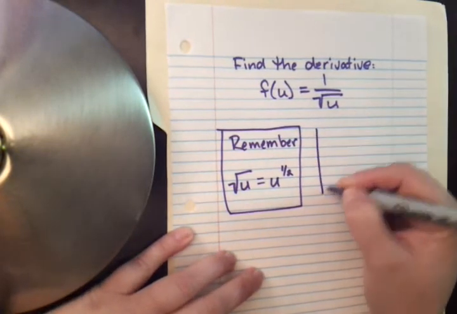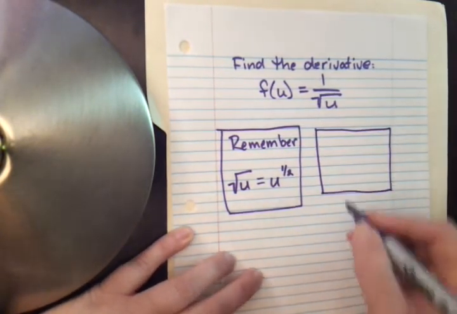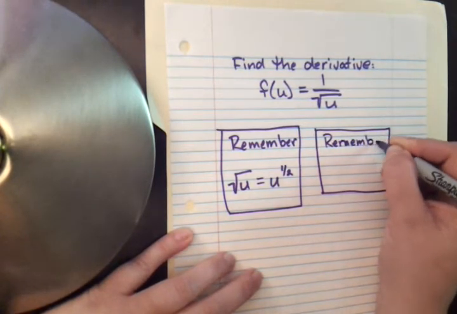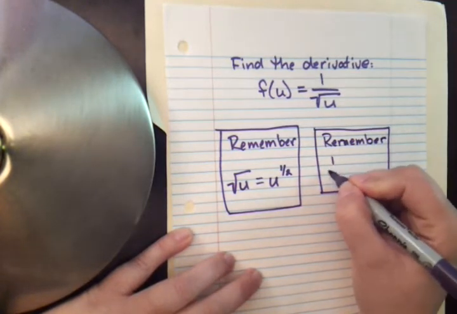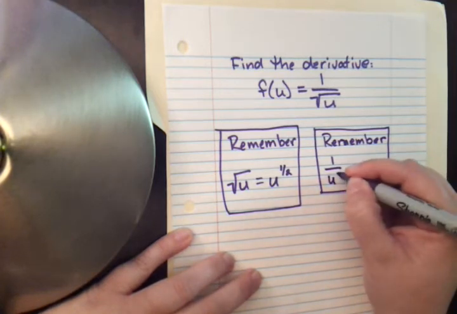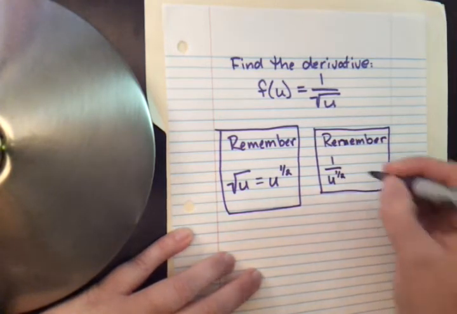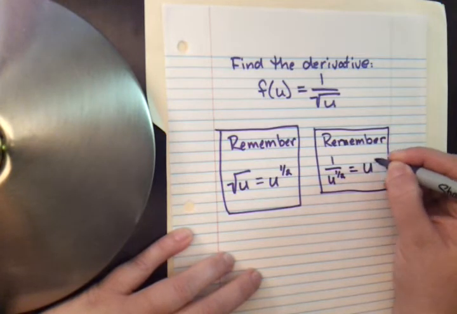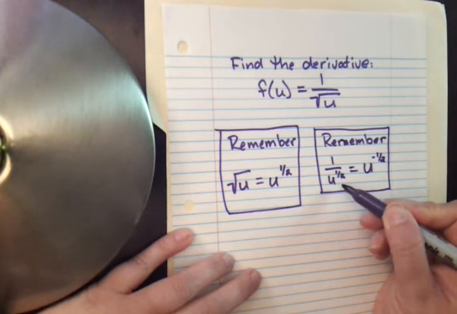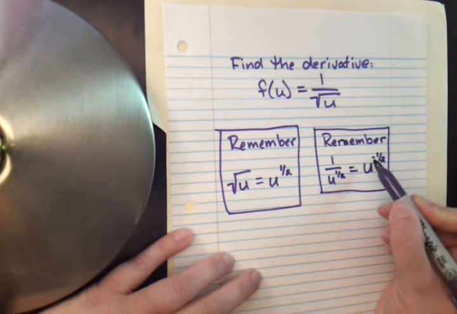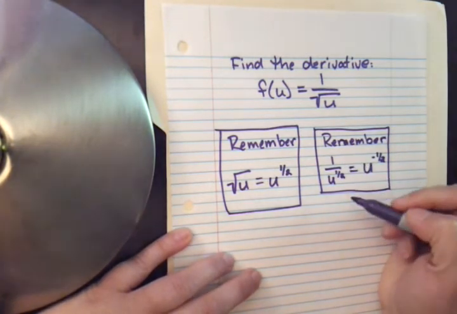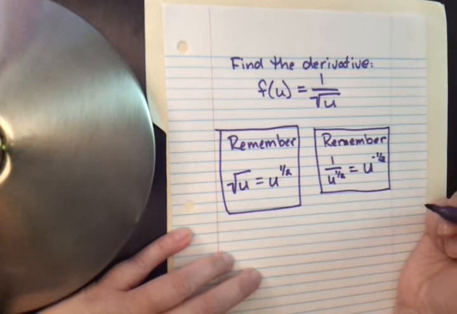The other thing we need to remember is a rule about exponents. Remember that 1 over something with an exponent, so in this case we have u to the 1/2, is the same as u to the -1/2. That if you have an exponent in the denominator and you want to move it up to the numerator, you just change the sign on the exponent. If you've got an exponent in the numerator and for some reason you want to move it into the denominator, you would just change the sign on the exponent.